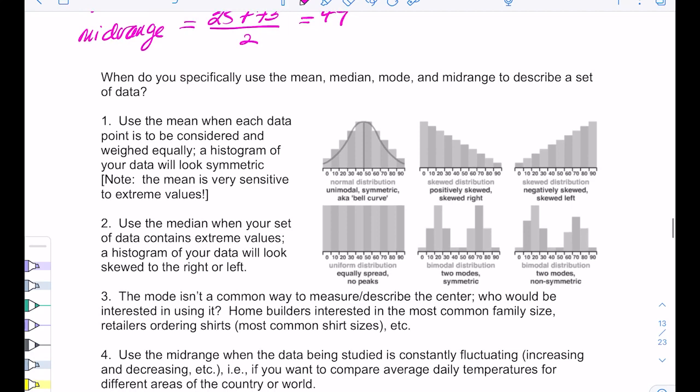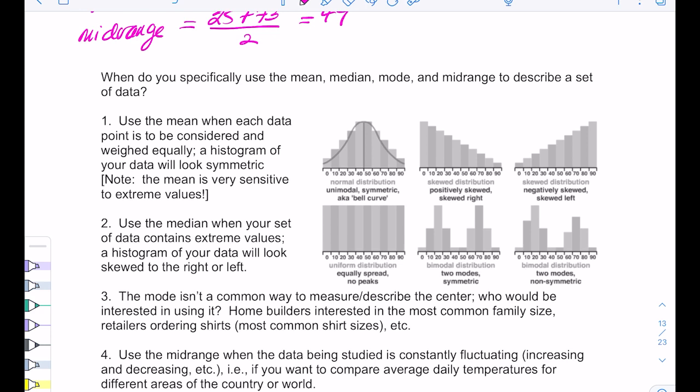So when do we use the mean, median, mode, and mid-range to describe a set of data? We're going to discuss more of those descriptions, those data sets that you see there. They are all histograms of different data distributions, and they're all different shapes. And we're going to talk about them in 12.5. But for right now, we're going to discuss a couple.